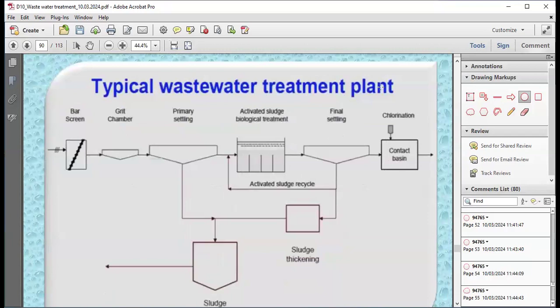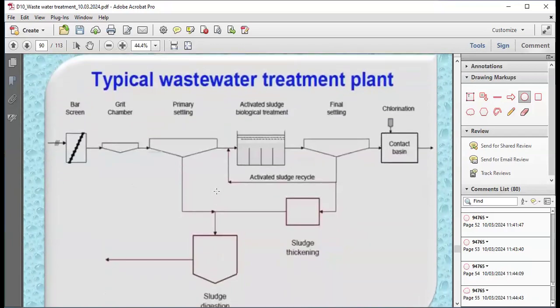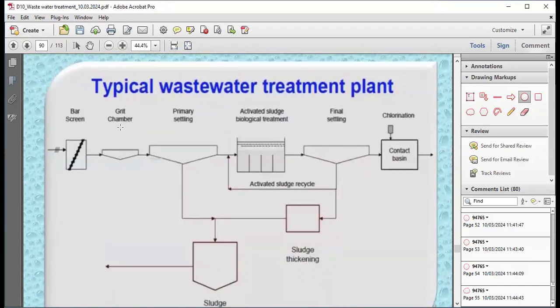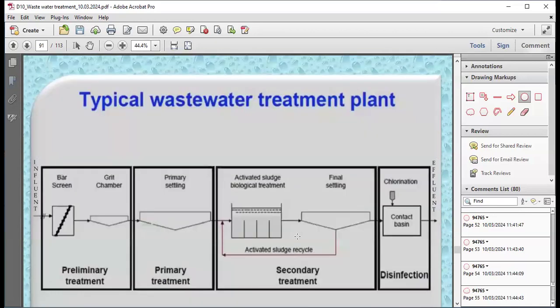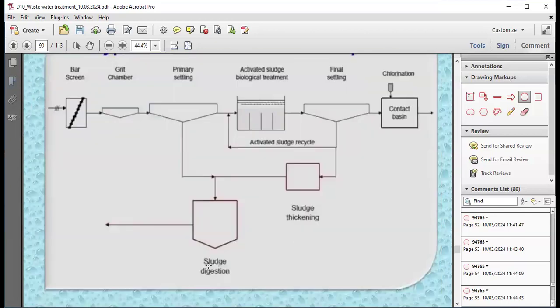A typical wastewater plant: bar screen, grit chamber, primary settling, activated sludge, biological treatment. Also, you have to understand this is a biological treatment and activated sludge. Final settling, chlorination, contact basin, the activated sludge recycle, sludge thickening, and sludge digestion. So you can understand that.